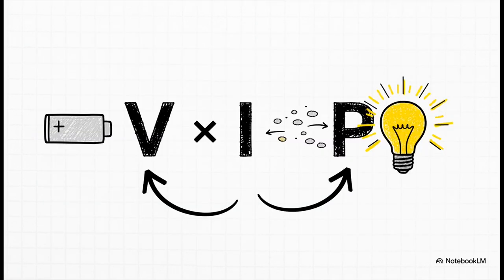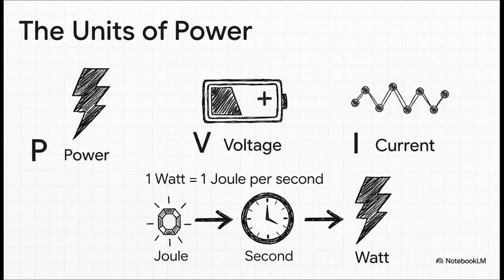And of course, this relationship is captured in a really simple but incredibly powerful formula. Power, which we represent with a P, equals voltage, V, times current, I. P equals V times I. This is the absolute foundation for everything we're about to explore. So, let's talk units. Power is measured in watts, voltage in volts, and current in amps.